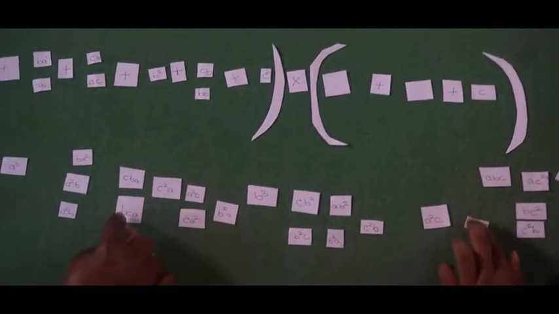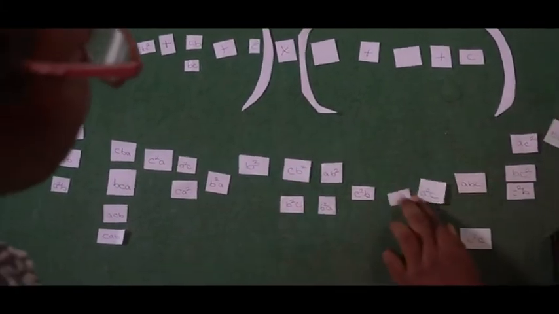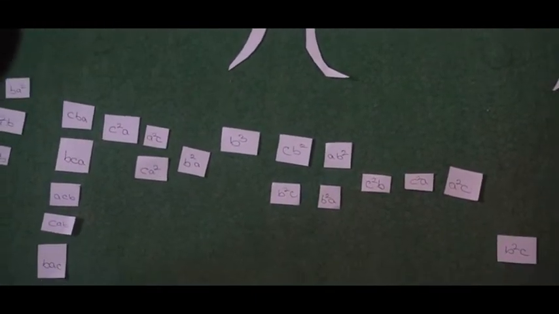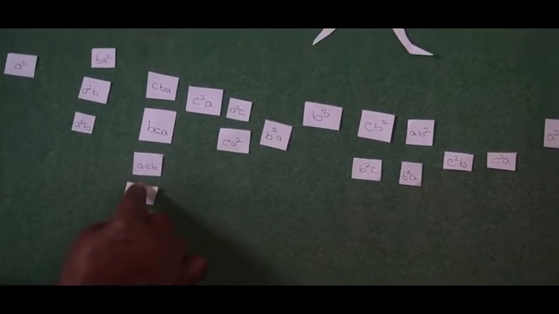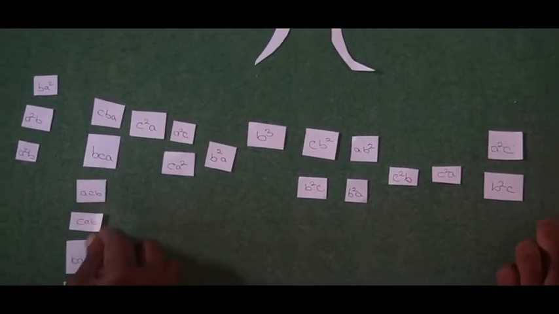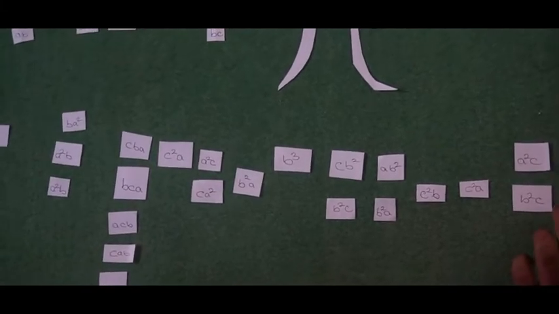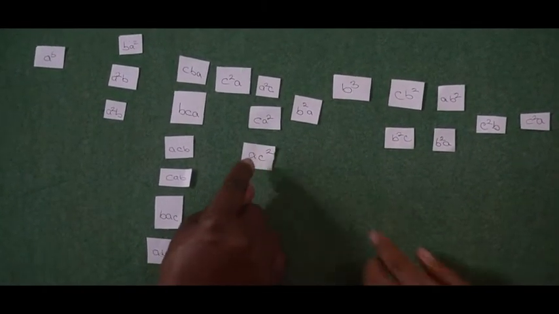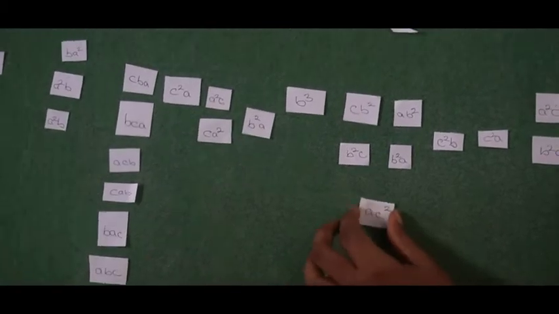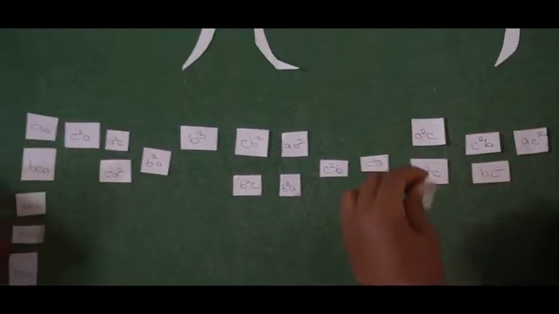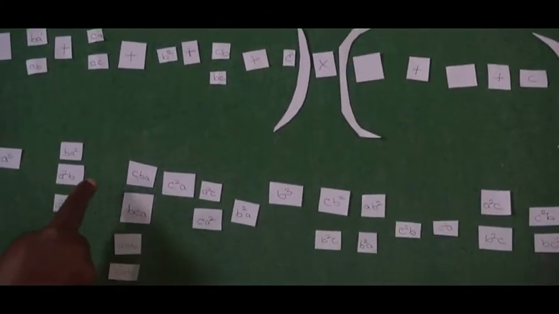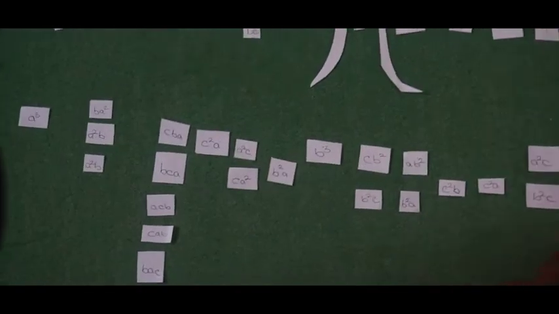ABC, this ABC, same thing here. ABC, how many of them? 1, 2, 3, 4, 5, 6. Same thing we have here. And then let's get all the like terms here. A squared B. Do we have another A squared B? A squared B. Then any other one? A squared B.